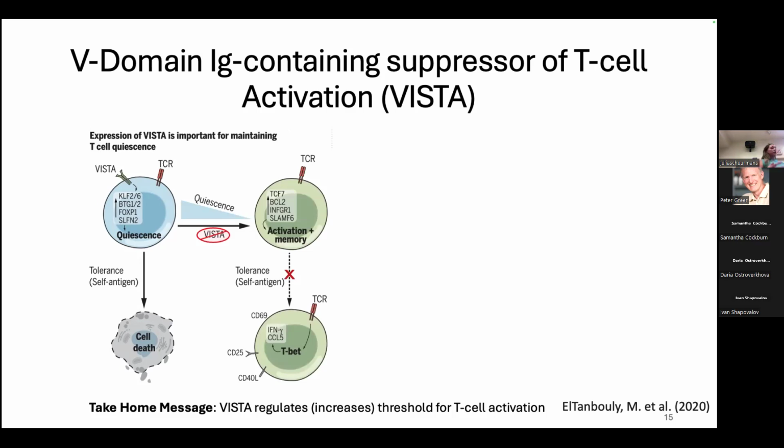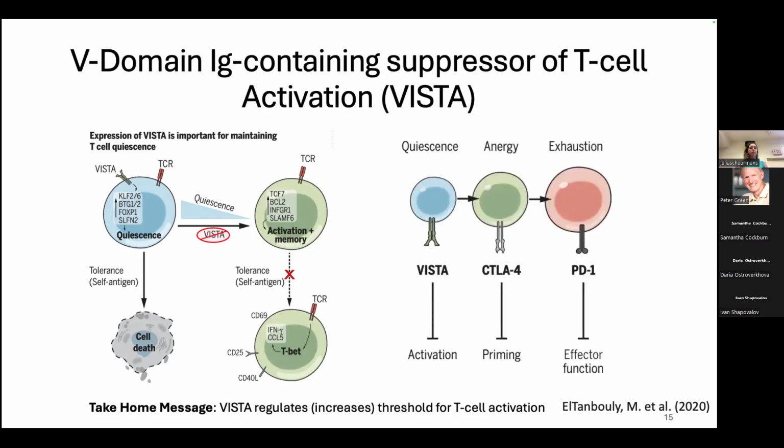And what they overall came to conclude was that VISTA was the first in the series of T cell activation checkpoint molecules. So VISTA is the first one there to make sure that when our T cells come into contact with their antigen of interest, there's a high enough threshold that we are not self-reacting to our own antigens. And then CTLA-4 and PD-1 have other downstream factors after this initial activation has occurred.